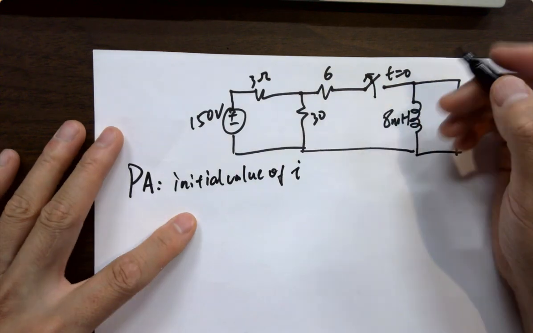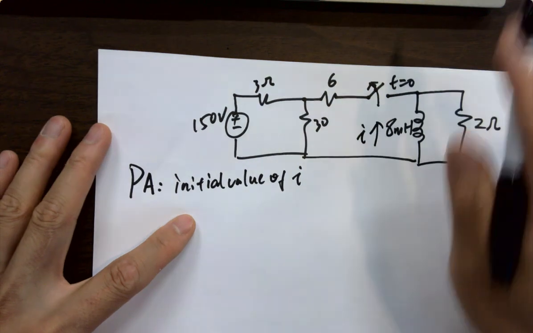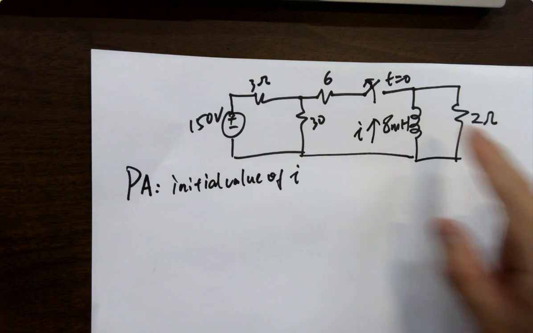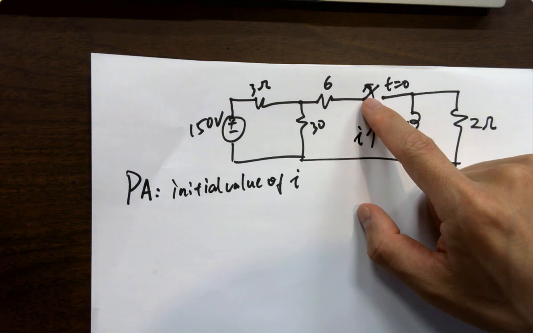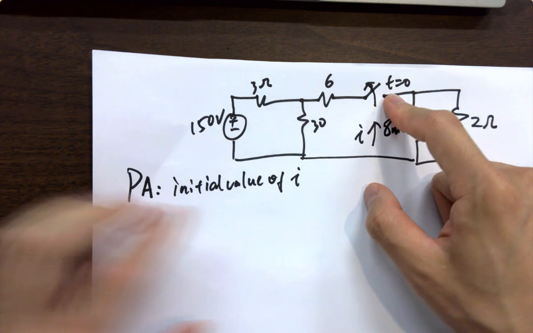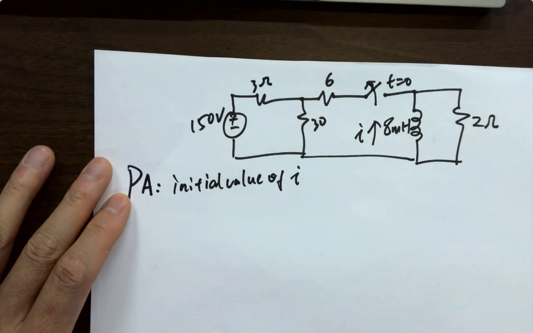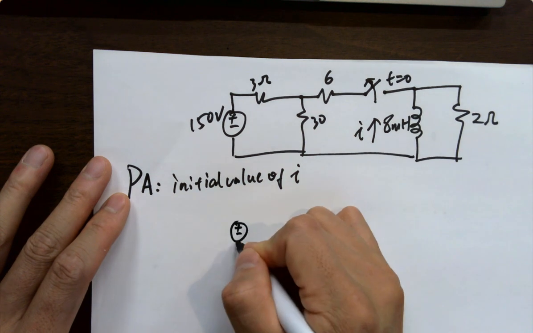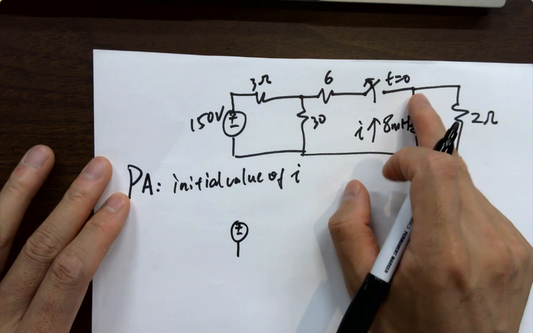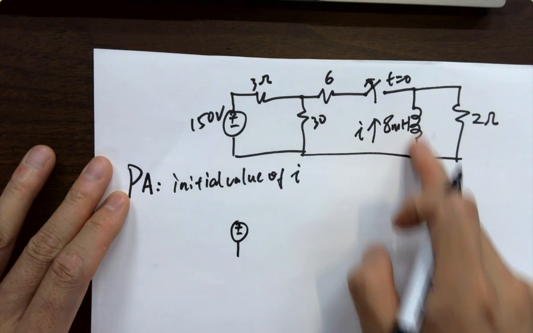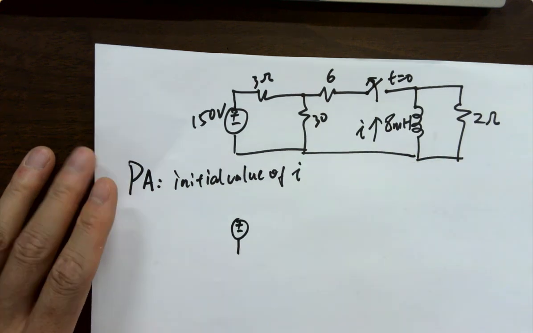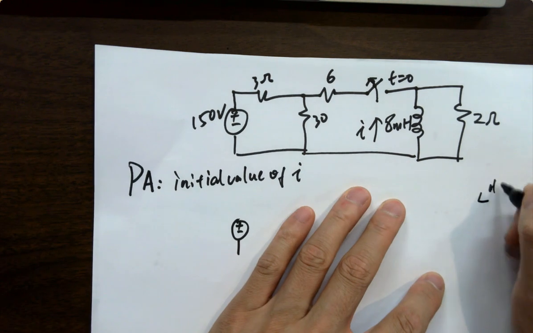So where's I? I is here, the current going up through the inductor. What's the initial value? Before T0, the switch was closed for a long time. So what does the circuit look like when this is closed? Okay, DC, right? What is this inductor? A wire.